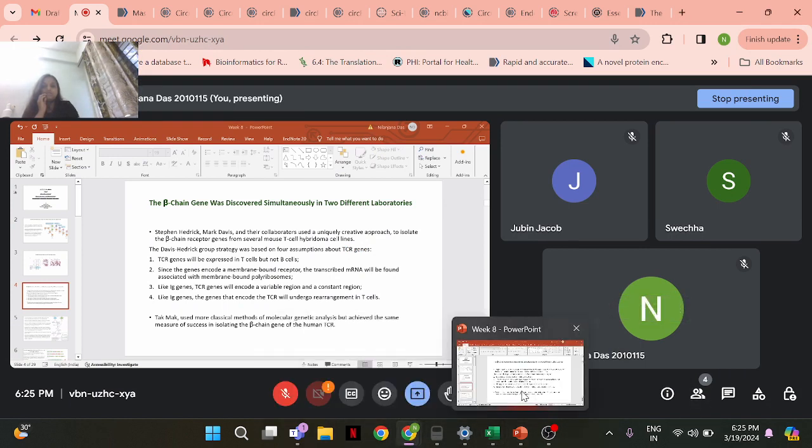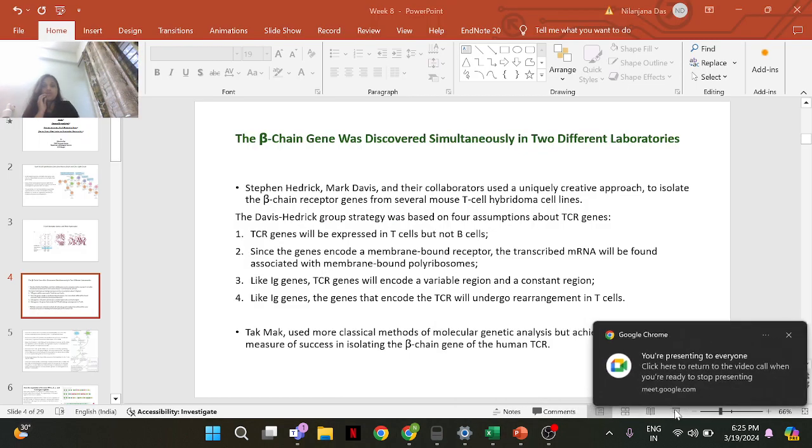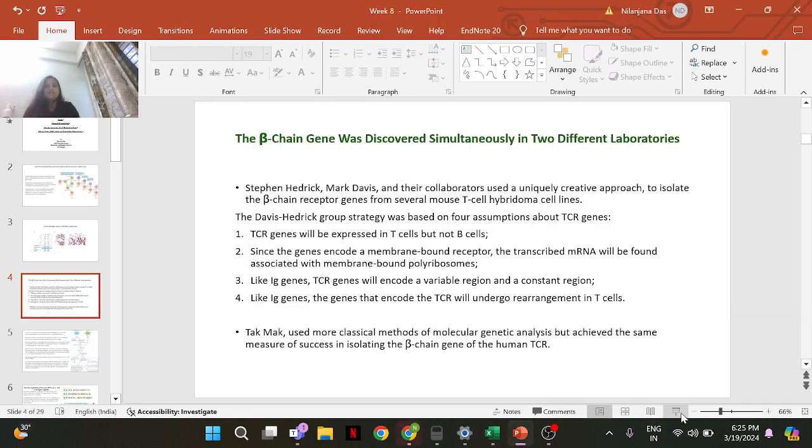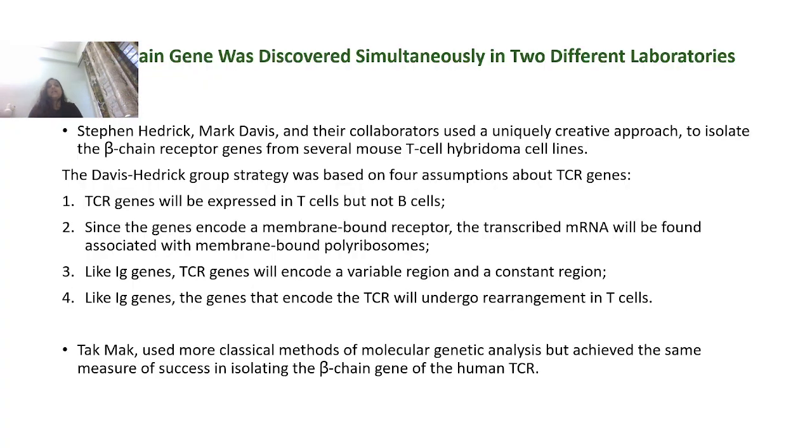So how did they discover what chains form the T cells? Regarding the TCR genes, they had four assumptions. TCR genes will be expressed only in T cells but not in B cells, and since these genes encode a membrane-bound receptor, the transcribed mRNA will be found associated with membrane-bound polyribosomes.